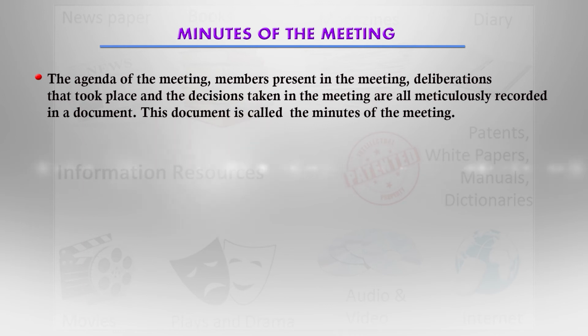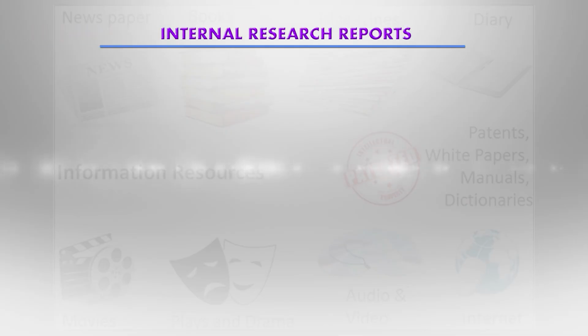But these minutes of the meeting, as I already told you, like other primary sources of information, are not published. They are just typed and submitted to the authorities, and they are for internal consumption only, not for the external audience. But sometimes they provide very important information for the decision makers, for the committees, for the commissions to decide the policy of the organization or the institution. Then internal research reports.